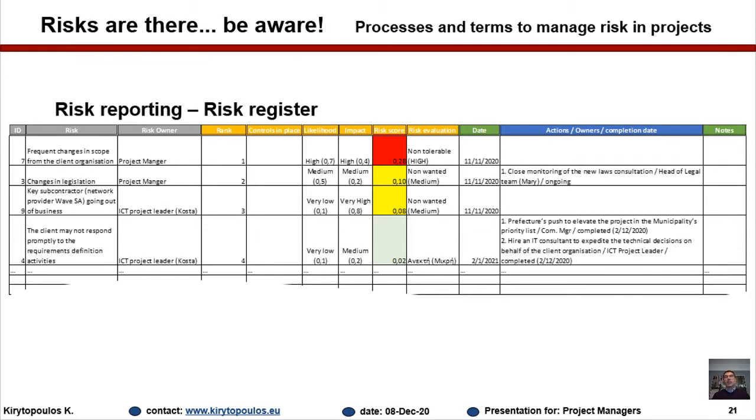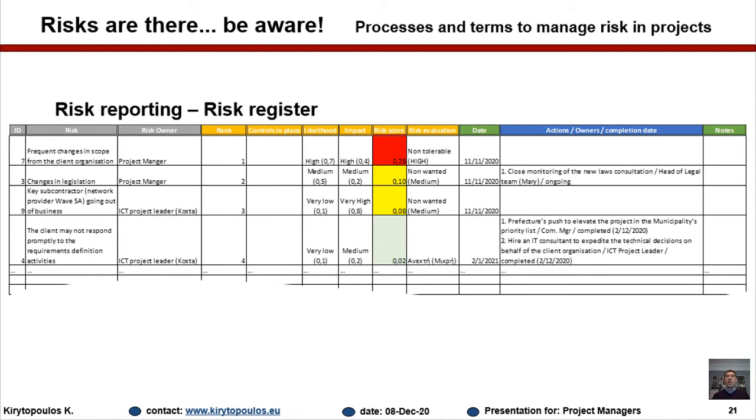The risk register might have different kinds of information depending on the project manager, the kind of project, or the type of organization. Some main columns of a risk register would be, of course, the risk itself and the risk owner. Just make sure that you don't confuse the risk owner with the risk action owner. These are two different things.